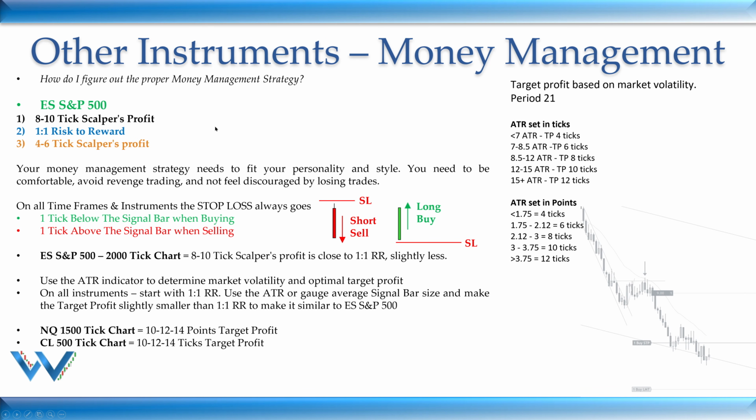So for ES, the main target profit we use for scalping is, let's say, around 8 to 10 tick. That's the scalper's profit. 8 to 10 tick scalper's profit is quite similar to 1-to-1 risk to reward, slightly less.